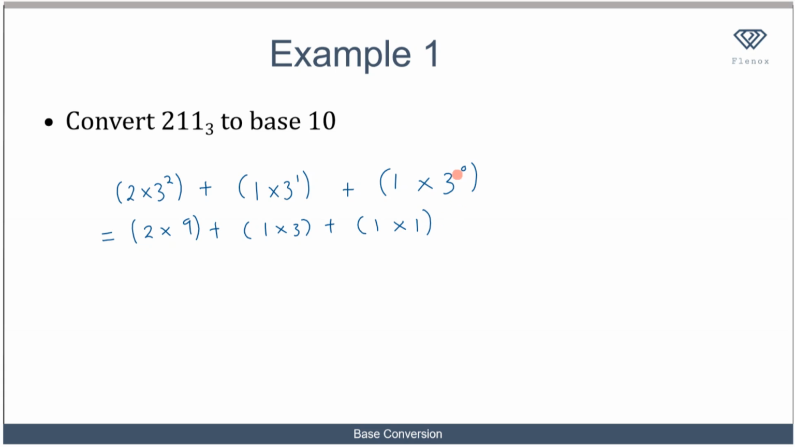As you know, anything raised to the power of 0 is 1. So 2 times 9 is 18, then 1 times 3 is 3, and 1 times 1 is 1. So you have 22. So 211 in base 3 is 22 in base 10. I can choose to write the base number here or leave it. Any way you write the answer, it still means the same thing, as you should know.